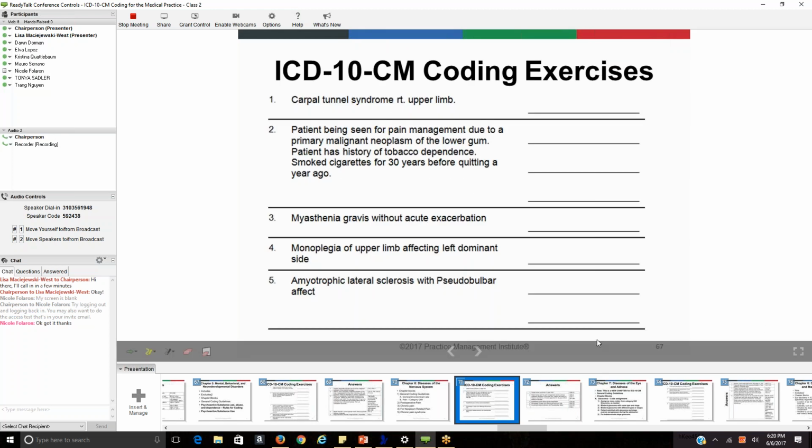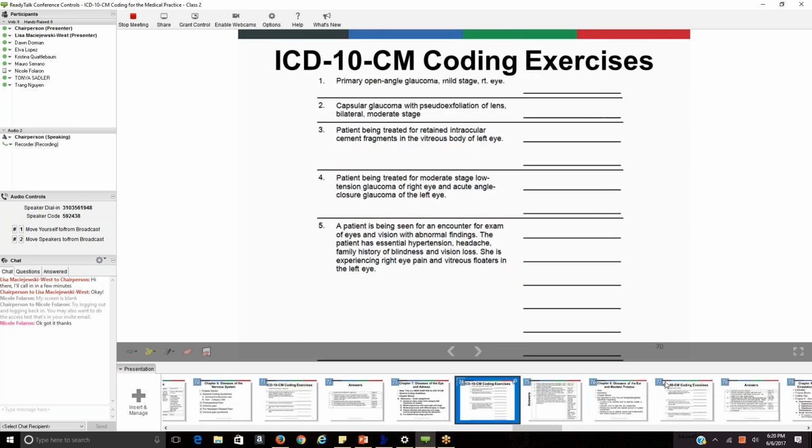All right, here we go. So, is this chapter 7? No, this doesn't look like chapter 7. I went backwards. There we go. Here we are. Okay, primary, let's do the first one together. We're going to do primary open-angle glaucoma, mild stage, right eye.